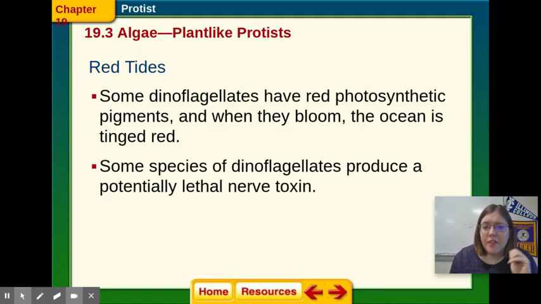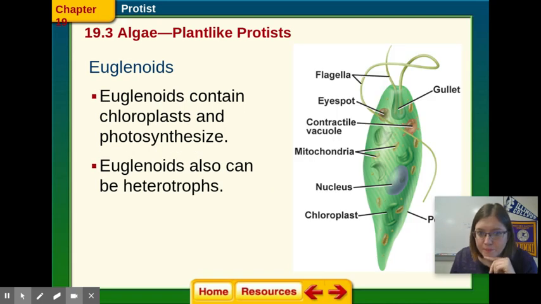Okay. Also along the coastline around the oceans, they have what's called red tide. Okay, that's red photosynthetic pigment on these dinoflagellates when they bloom. And so the ocean along that line is actually red. And so that's a specific dinoflagellate. And of course, some of those ones that cause red tide also have a potentially lethal nerve toxin if you end up swimming in that one in the ocean during red tide. So usually they try to tape off the shore there or post signs.